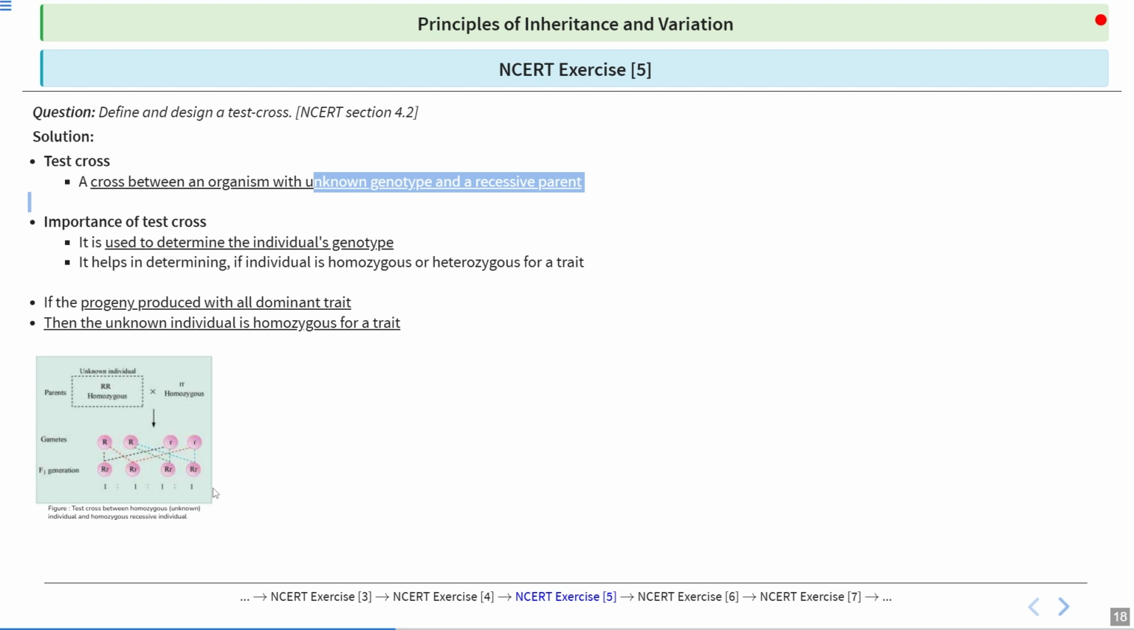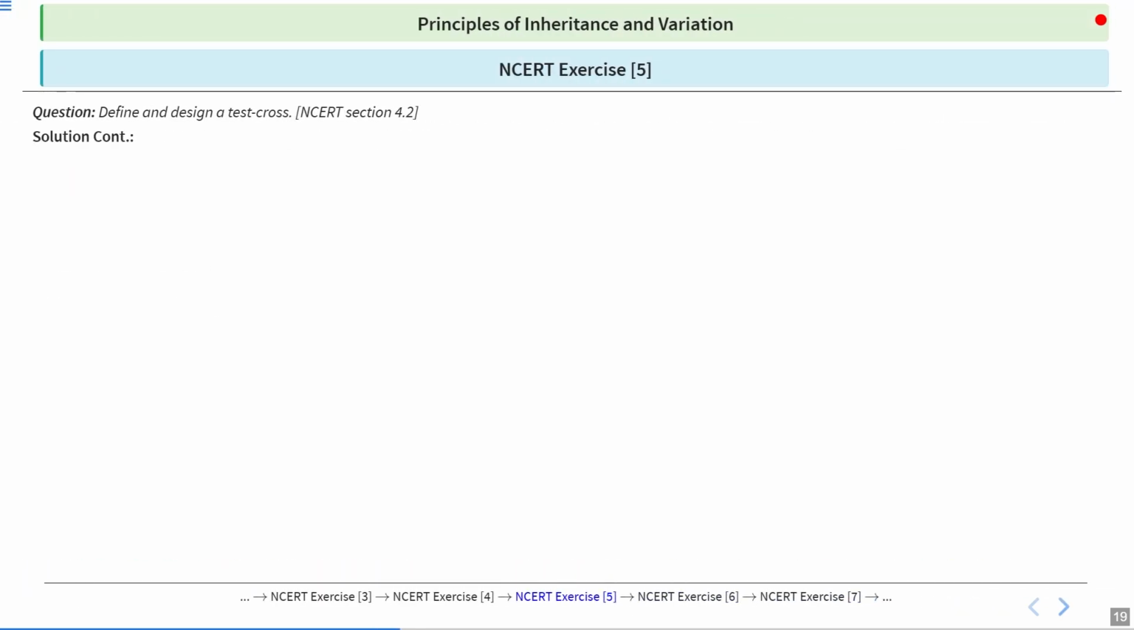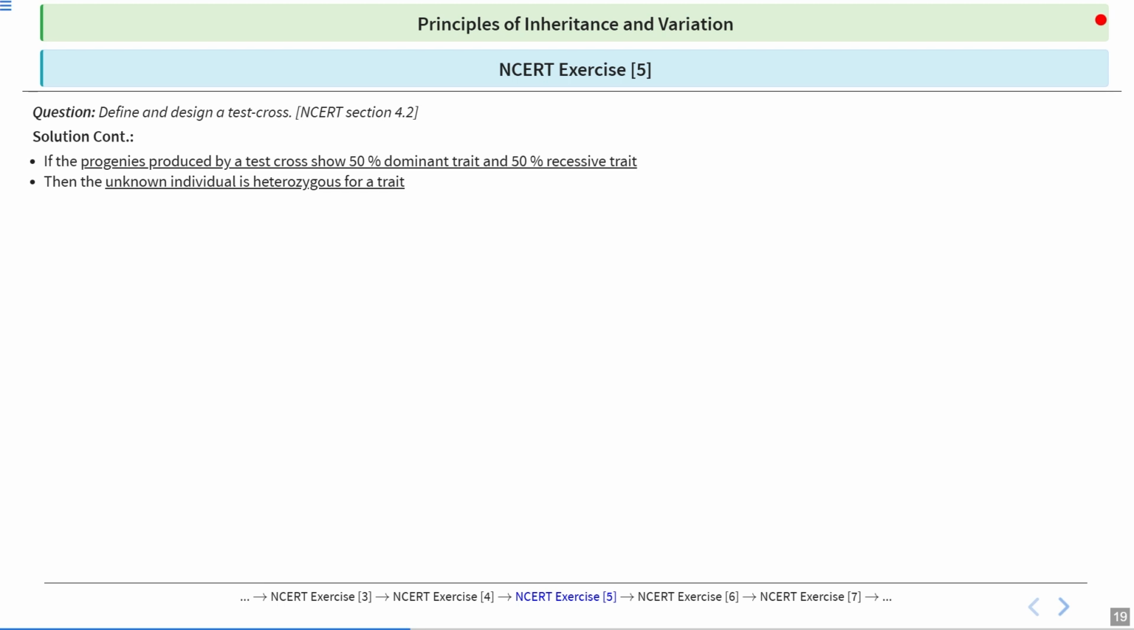So in a test cross, remember you get a 1:1 ratio only. And if in the progeny you are getting only the dominant trait, it means that parent is homozygous for that trait. Now let's take another case. So in another case, what is happening here?